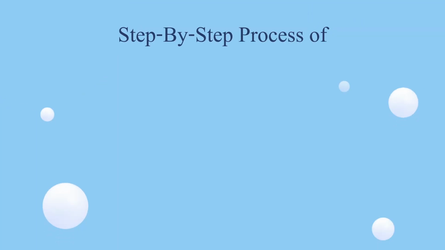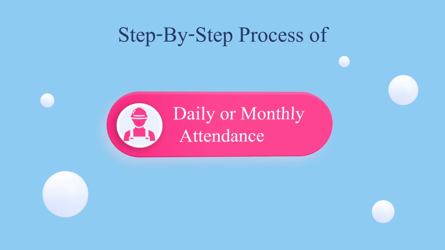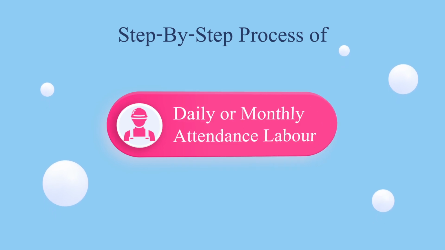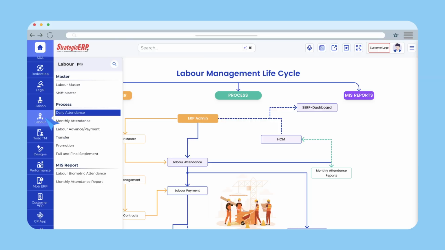Let us understand the step-by-step process for adding daily or monthly attendance labor in Strategic ERP. Attendance can be recorded using two methods. One is through manual entry system and the other method is through PSSL integration, where sign in and sign out are captured automatically through biometric system.